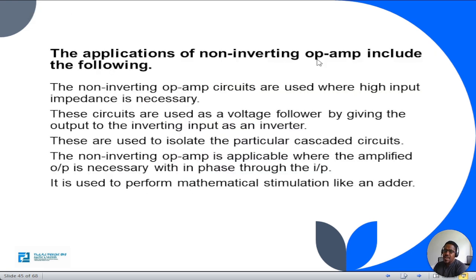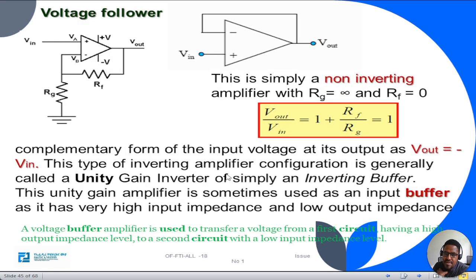The applications of the non-inverting op-amp include the following. Non-inverting op-amp circuits are used where high input impedance is necessary. The circuits are used as a voltage follower by giving the output to the inverting input. They are used to isolate particular cascade circuits. The non-inverting op-amp is applicable where an amplified output in phase with the input is necessary. It is used to perform mathematical operations like an adder.